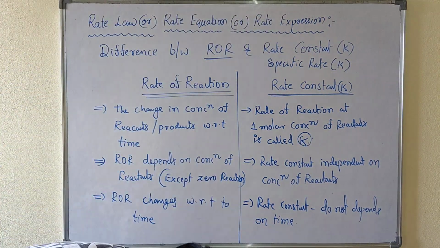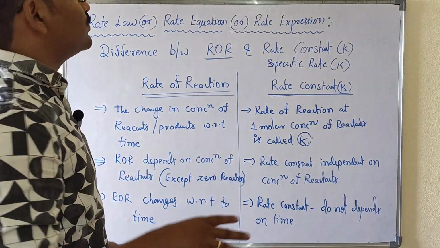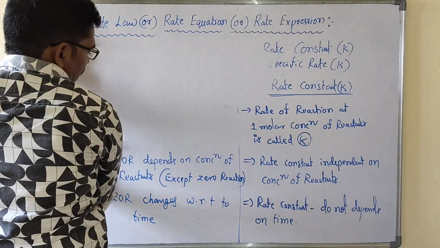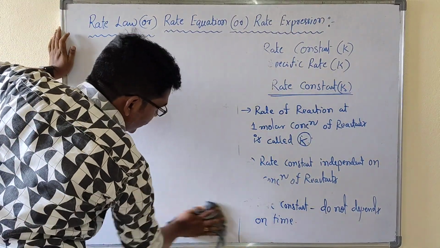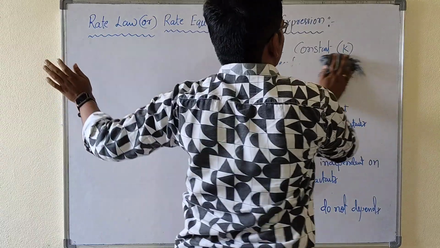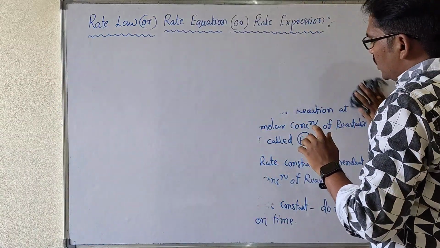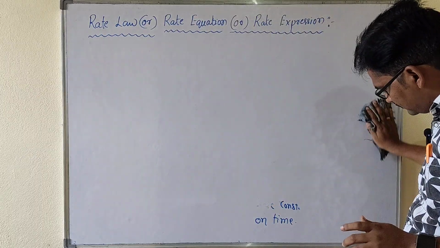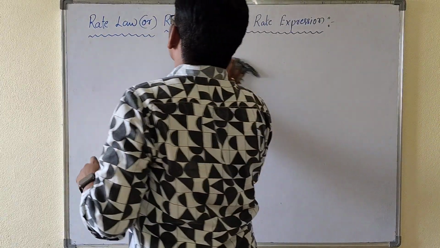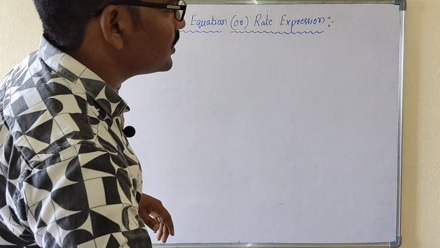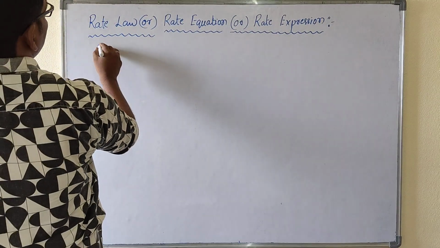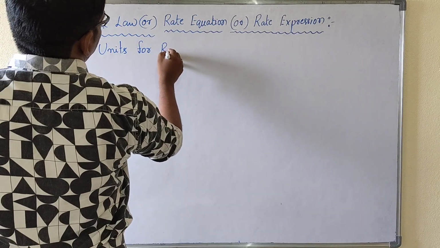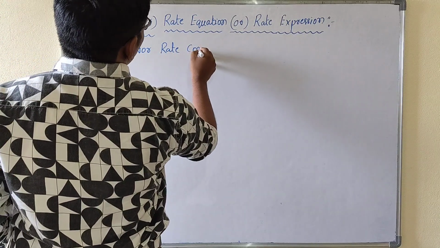See, next we have to discuss the units for rate constant. What are the units for rate constant that we have to discuss? Units for rate constant.